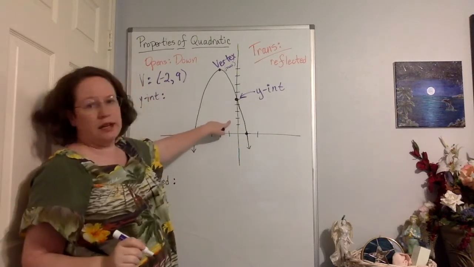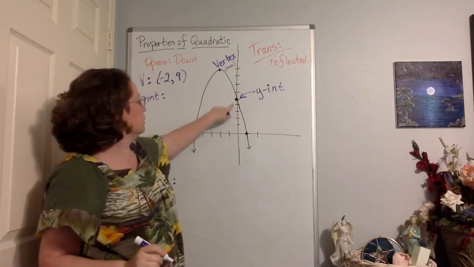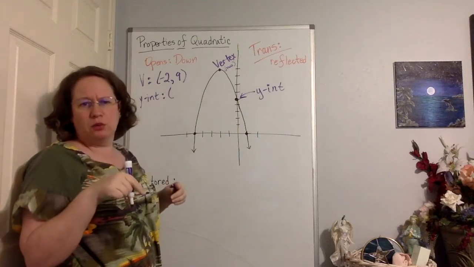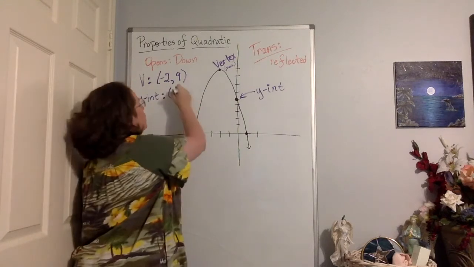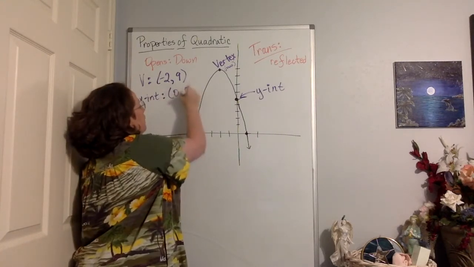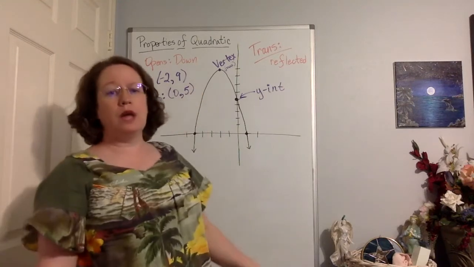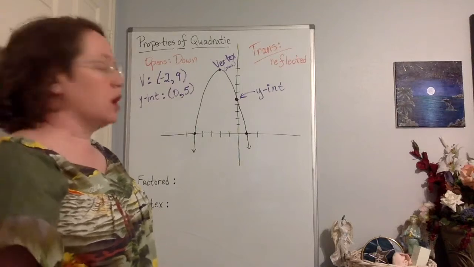And where is this y-intercept? 1, 2, 3, 4, 5. So is that (0, 5) or (5, 0)? Yes, it's (0, 5), right? Remember the 5 is on the y-axis, so the 5 goes in the y position. Okay. So now let's look at those last 2 dots.